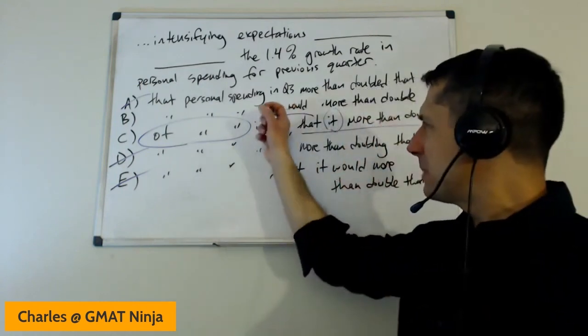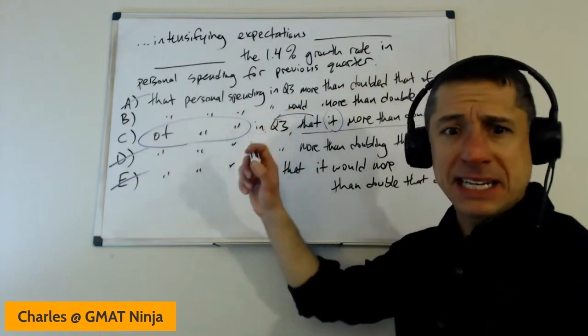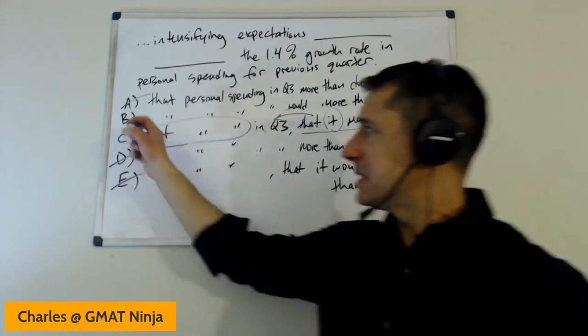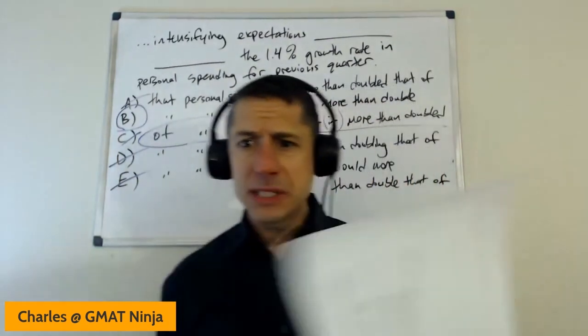Is this trying to modify something here? Is it trying to modify July-September quarter? Can't make any sense of that either. So for that reason, C's out. B's our winner.